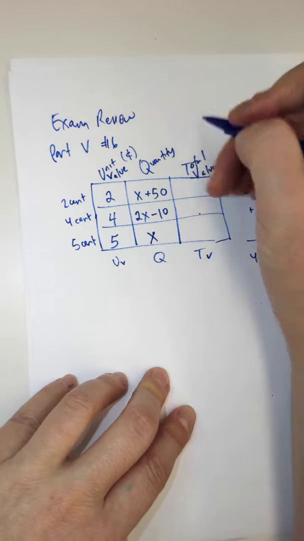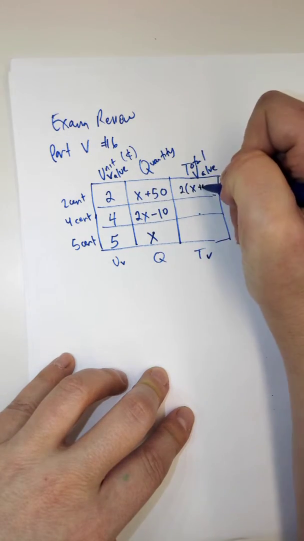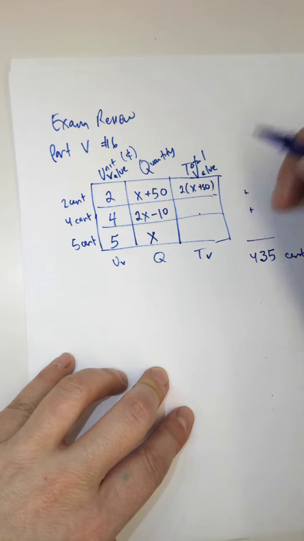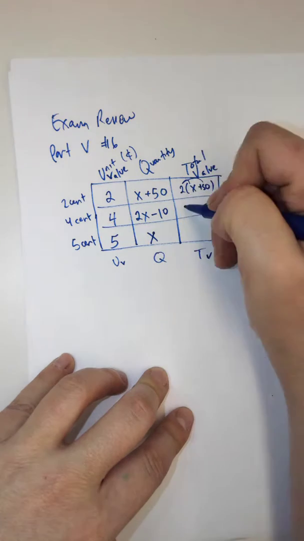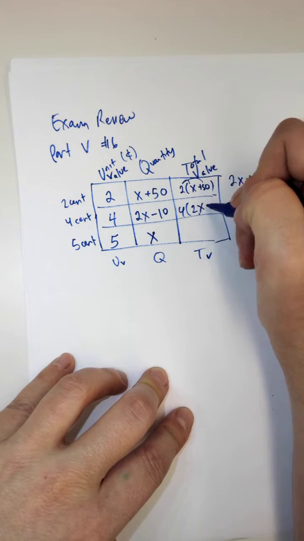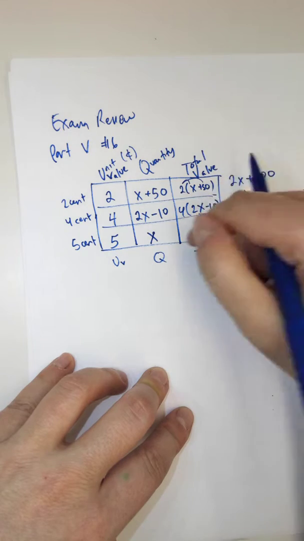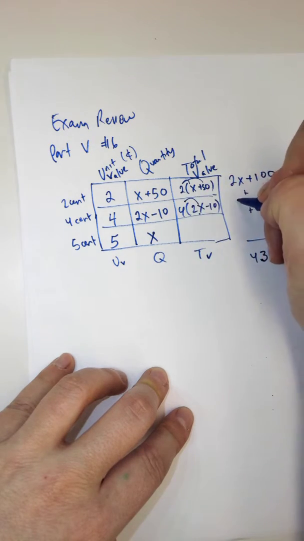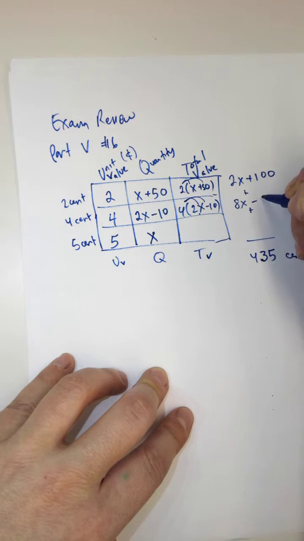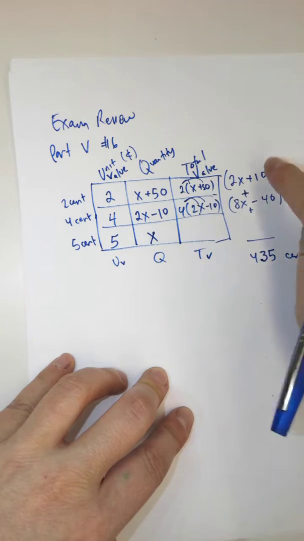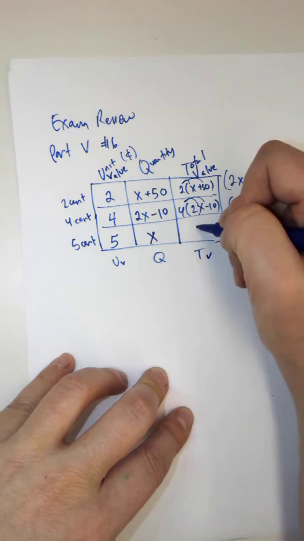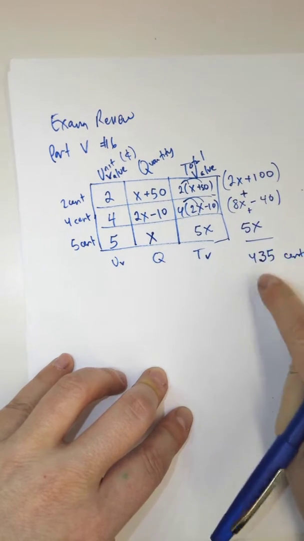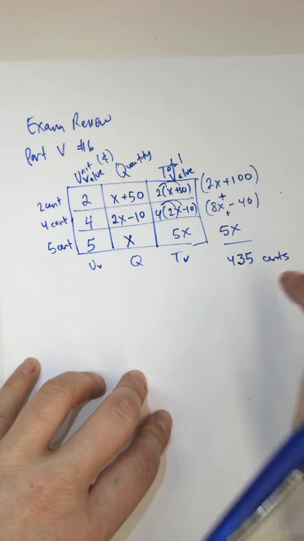And now we multiply across to get total value. So 2 times X plus 50, which, if you do the distributive property, is 2x plus 100. And if you multiply across here, you get 4 times the quantity, 2x minus 10. Let's do that math. 4 times 2x is 8x, minus 4 times 10 is 40. I could put this in parentheses, but I don't really need to. We're going to take this thing plus that thing plus this thing. Well, 5 times x is just 5x. And all together, that's going to equal 435 cents, my total value of stamps that were purchased.